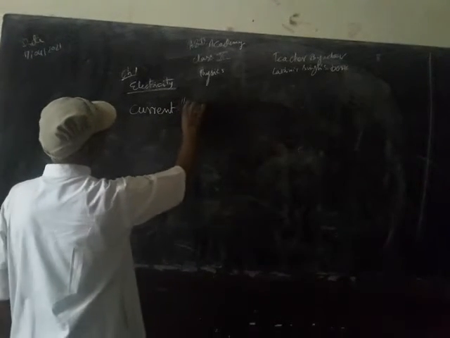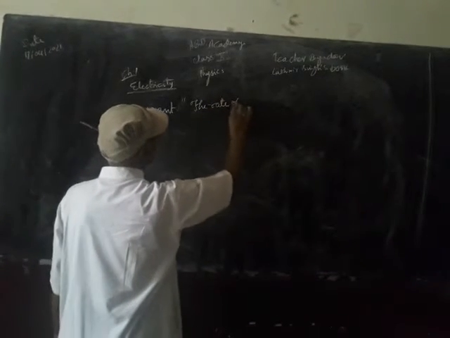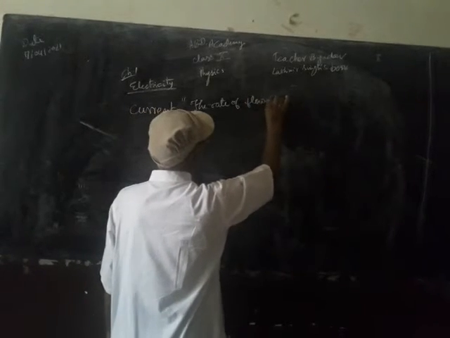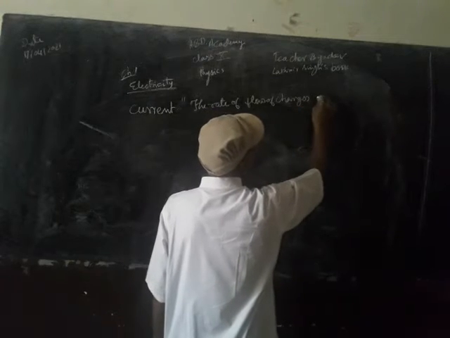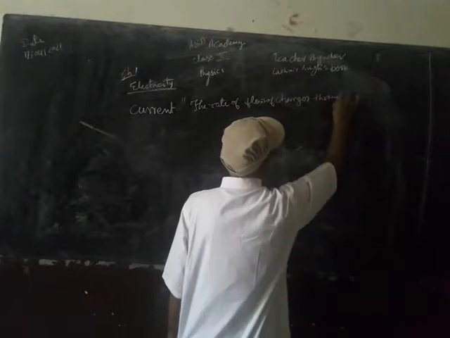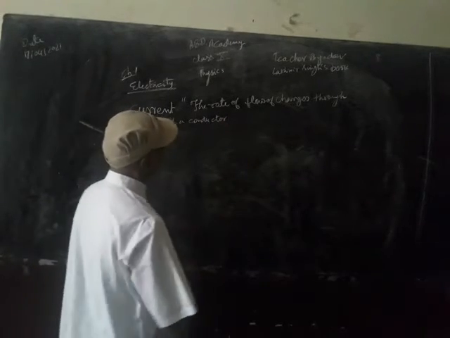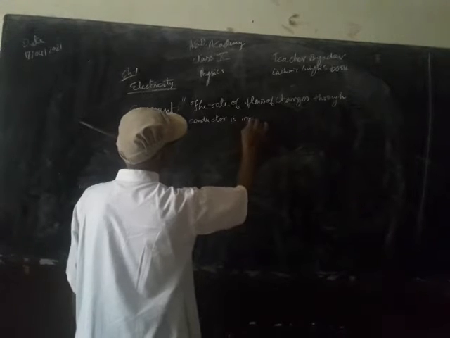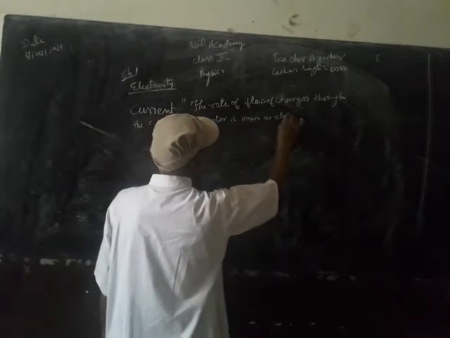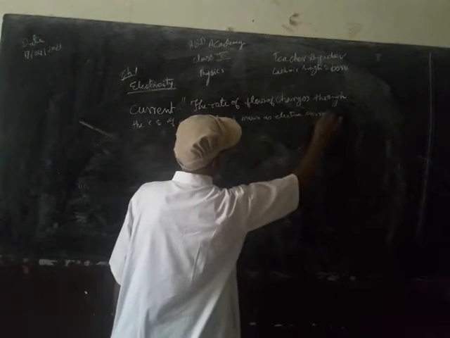Current: the rate of flow of charges or electrons through the cross section of a conductor is known as electric current, whose unit is ampere, as I told you. So this is electric current.